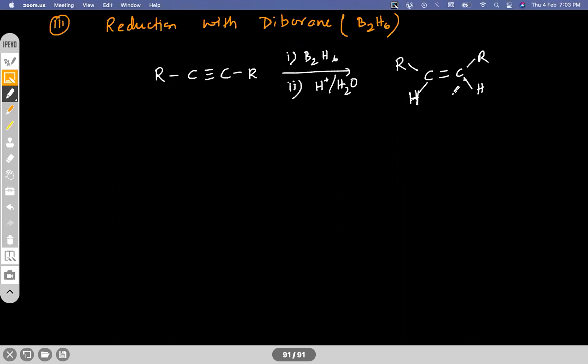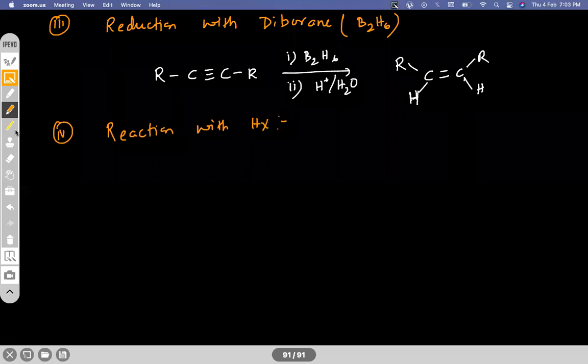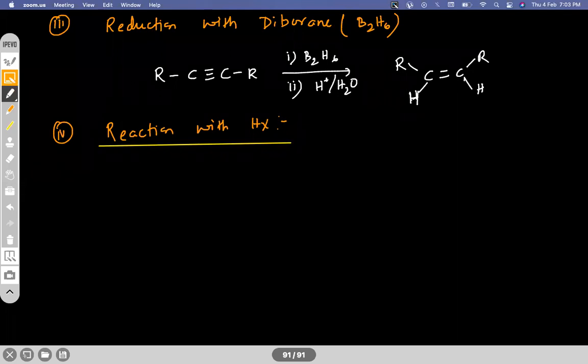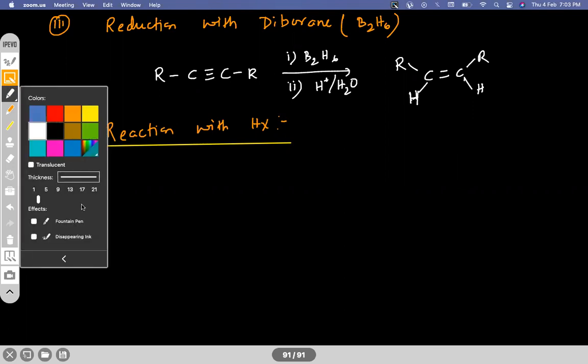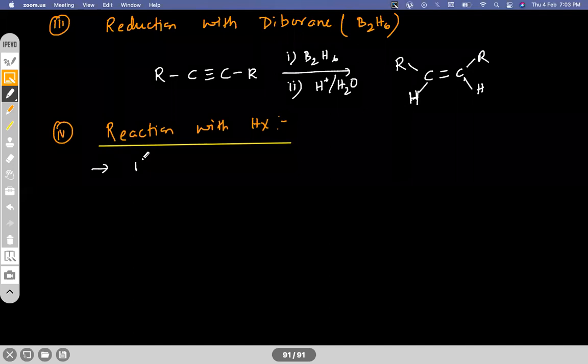Okay, next, write down the reaction with HX, hydrogen halide. Remember the reaction of HX with alkene. What rule do we follow over there? Markovnikov rule. Right? So here also the reaction follows Markovnikov rule.